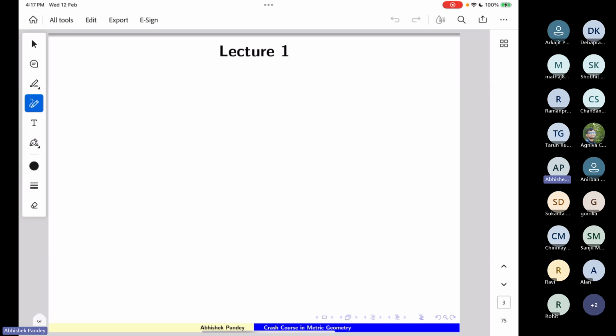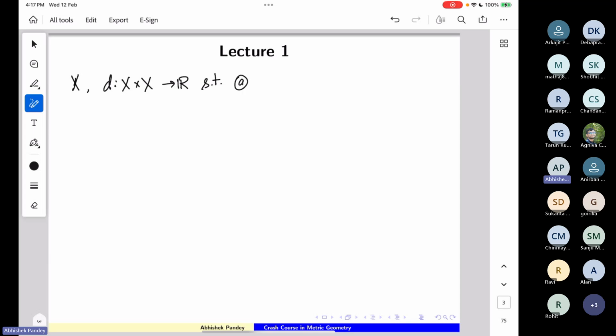So we'll start with lecture 1. I will start with the definition of metric space. And so basically a metric space is a set X together with a metric, a distance function d, which satisfies some properties. What are those properties?